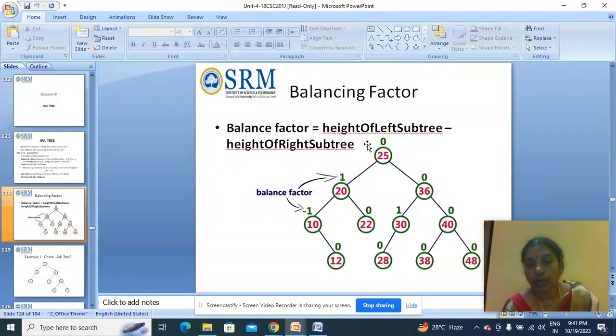So this is a way to find the balance factor for every node of the tree. Once you have found the balance factor, we have to check whether all the nodes contain the values 0, minus 1 or plus 1. If all nodes have the values 0, minus 1 and plus 1, the tree is a balanced one, no issues. So it satisfies the property of an AVL tree.